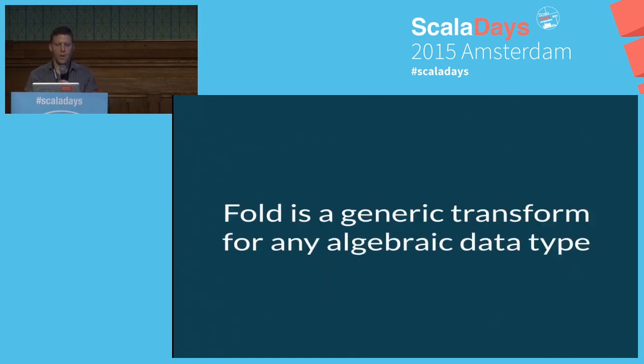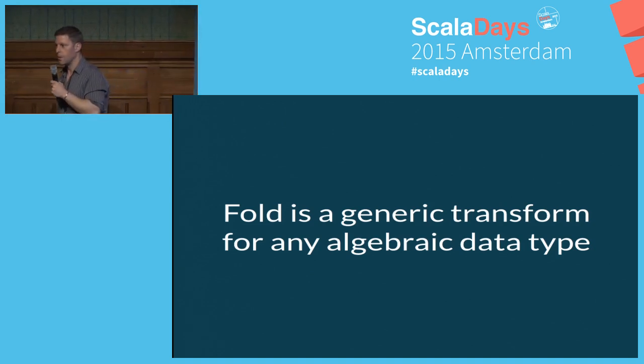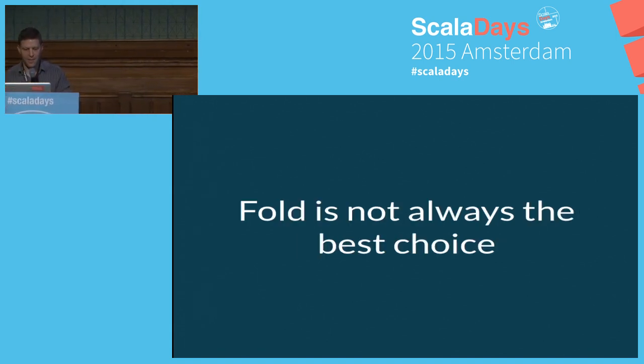Okay. So fold is the generic transform for any algebraic data type. If it has a fold defined on it, then you can do anything you want on that data type using fold. So you can transform a list any way you like using fold left or fold right. You can transform an option any way you like using fold. If Try actually had fold implemented on it, there we go for consistency again, then you could do anything you liked using fold. But it's not always the best choice.